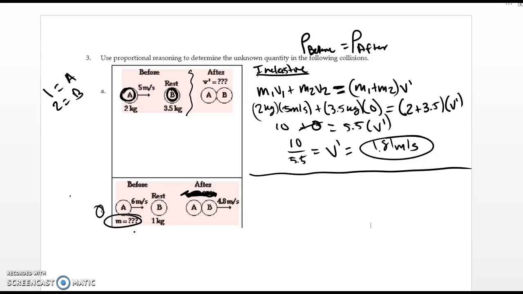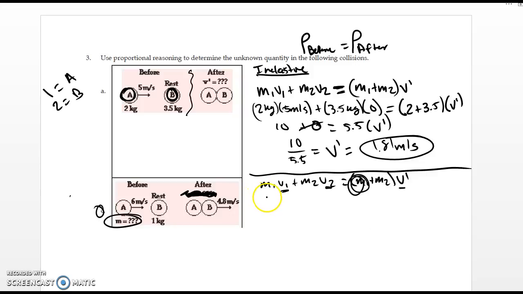If we have a collision, again it's inelastic, so same formula that we use. M1V1 plus M2V2 is equal to the masses of them combined times that V prime. So we know this velocity, we know this velocity, and we know this velocity. We're looking for this mass here. We can do that by plugging in each number.